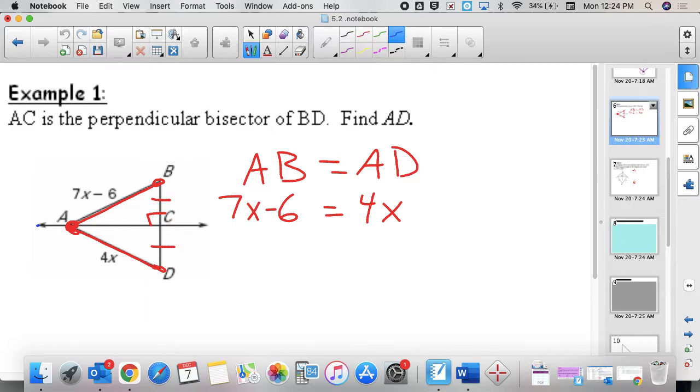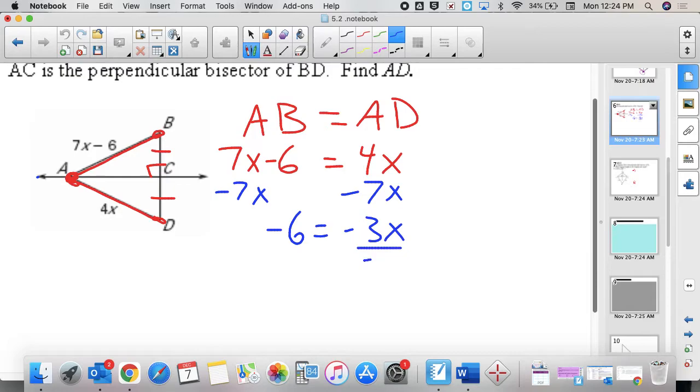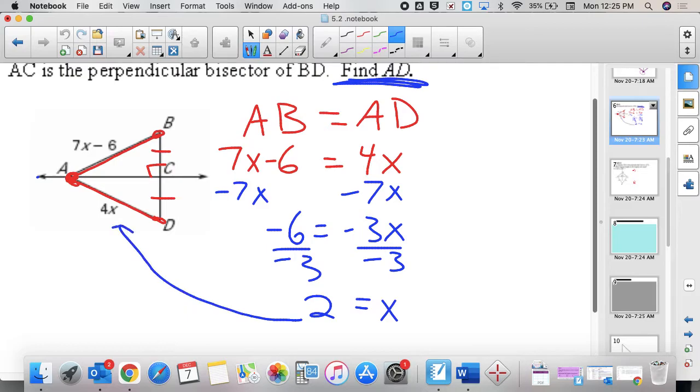To solve our equation, we subtract 7x from both sides. So negative 6 equals negative 3x. And then we divide. We get x to equal 2. However, they want us here, instead of finding x, once again, remember, we've got to read the directions. They want us to find AD. So I need to take my 2 and plug it in. 4 times 2, AD will have to be 8. So there's our answer there.